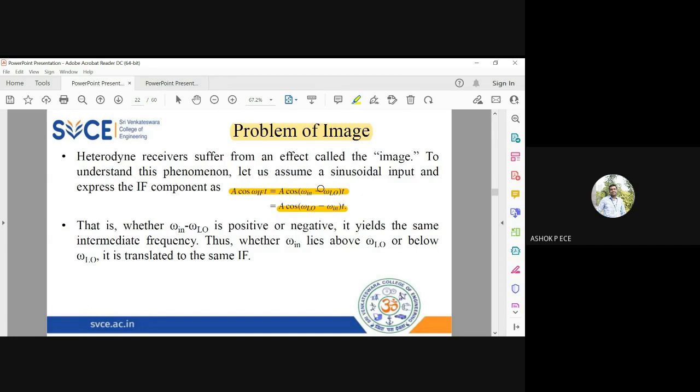It is not mandatory that omega in should always be above omega LO, or always be less than omega LO. As long as the difference is equal to IF, I am okay with that. That is the inference from this equation. The RF frequency can be less than omega LO, or more than omega LO. However the relationship is between omega RF and omega LO, as long as the difference is always equal to my intermediate frequency, I don't bother much about my receiver.